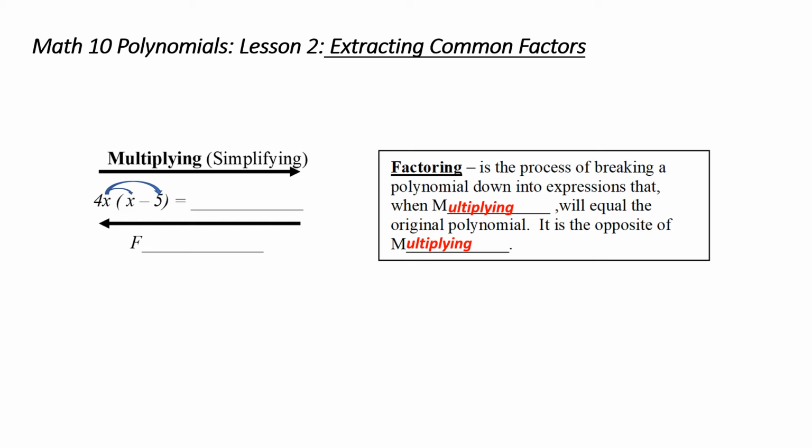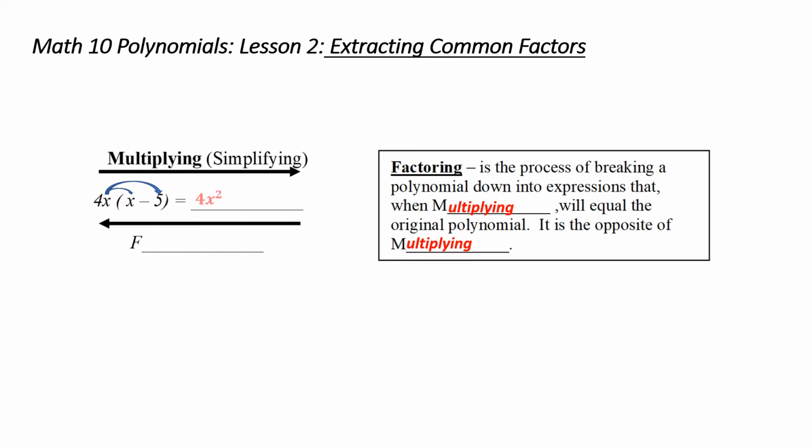Extracting common factors, or more commonly known as just factoring. Now, in grade 9, we learned the distributive law, or multiplying polynomials. With this example, 4x times x minus 5, we are going to take the 4x and multiply it by both items inside the bracket. This will allow us to get rid of the bracket.